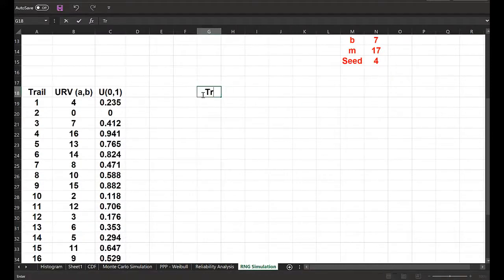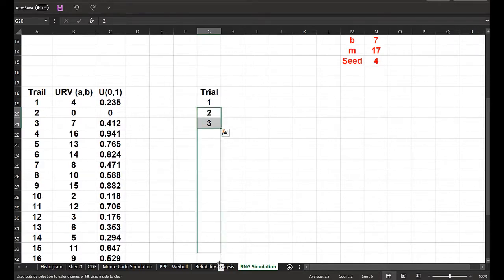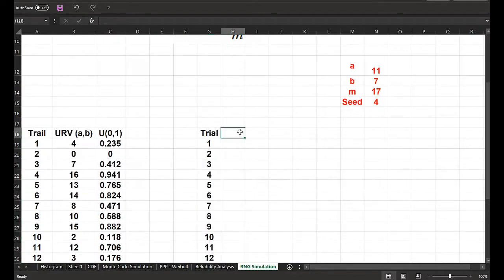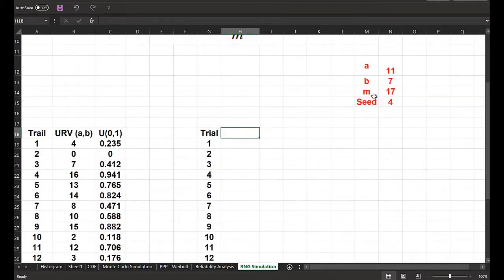So let's say we have a trial. First trial, second trial, third trial, and so on for many trials, and then we can generate a uniform random number between a and b, that is, a is 11 in this case and b is 17. So we'll generate a uniform random variable between a and b.